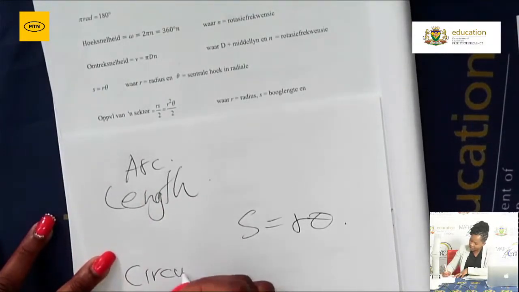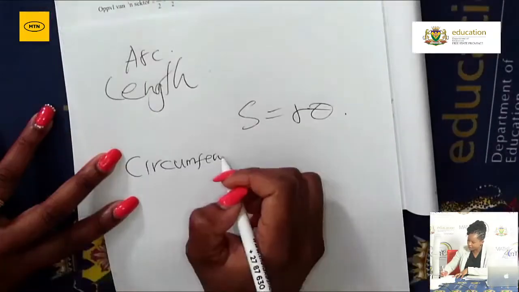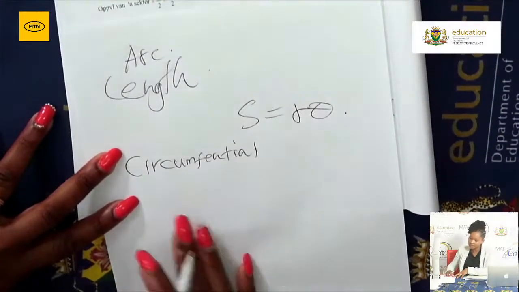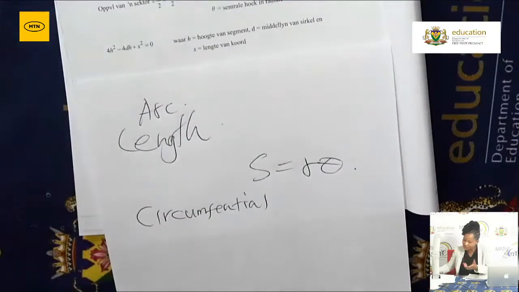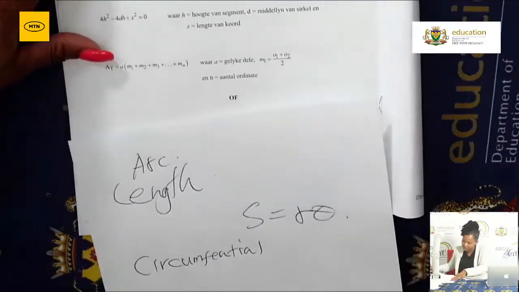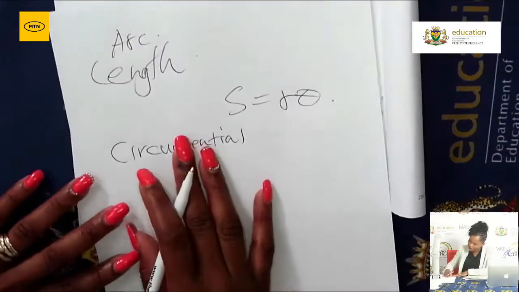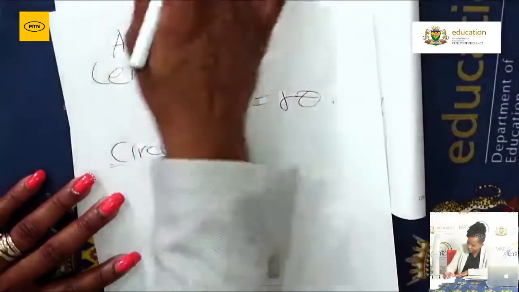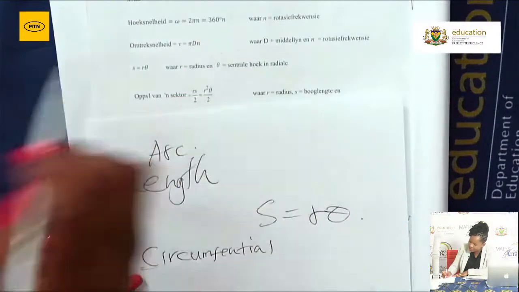circumferential velocity. If you have to calculate circumferential velocity, the formula is also here on the formula sheet. We have the angular velocity. For circumferential, the formula is this one: V equals pi dn.